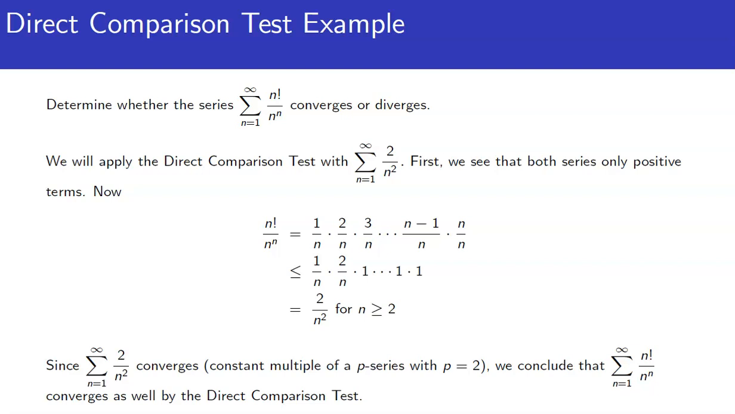Alright, so this series that we're interested in is the series from n equals 1 to infinity of n factorial over n to the n. And we're being asked to determine whether or not this converges or diverges.